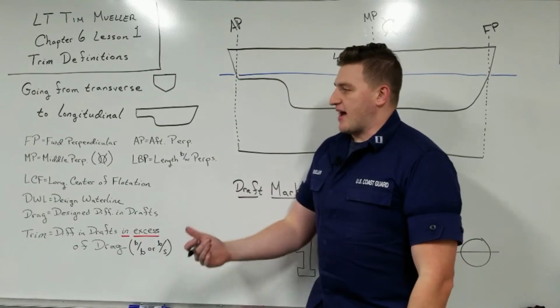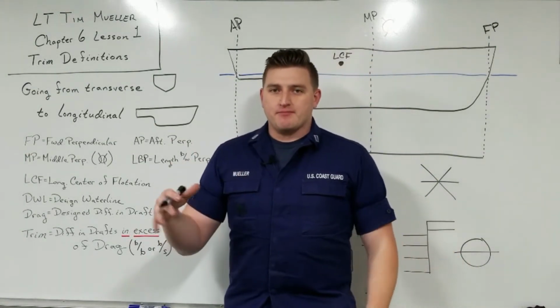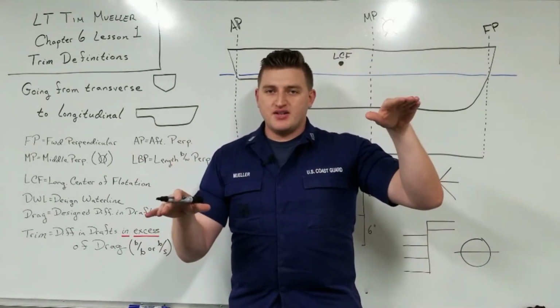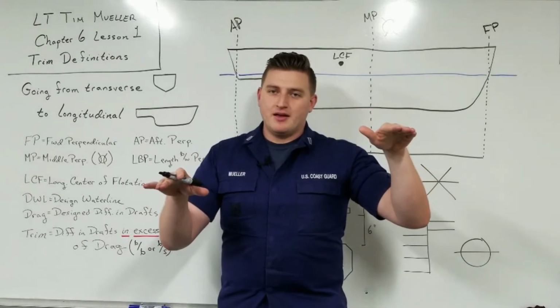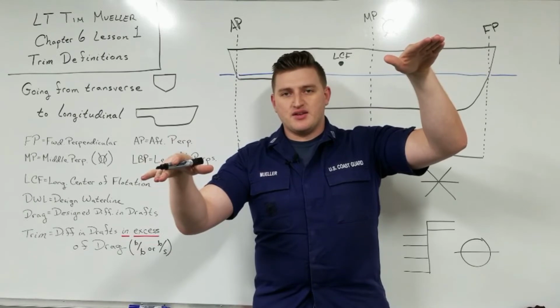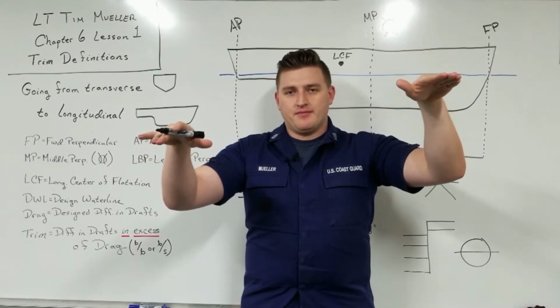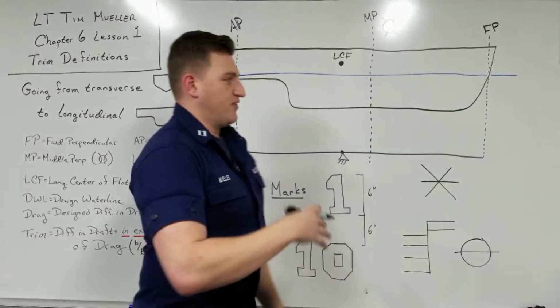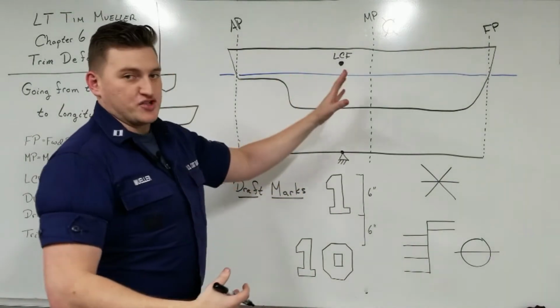So it's possible to have 1 foot of drag by the stern and then 6 inches of trim by the bow. That would mean 1 foot of drag by the stern and then 6 inches by the bow. It would look something like that in the overall movement of the ship.